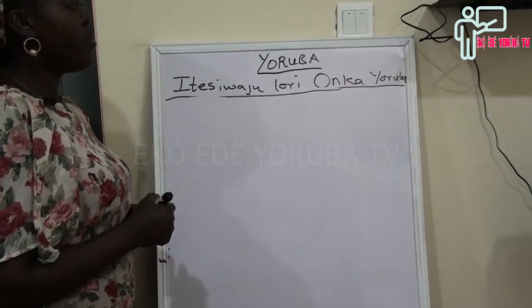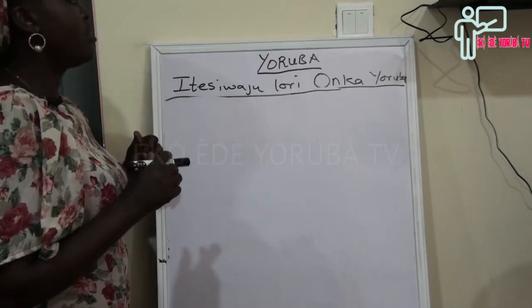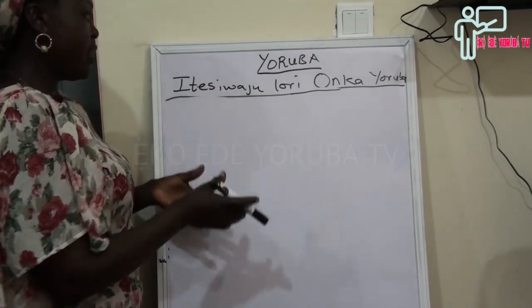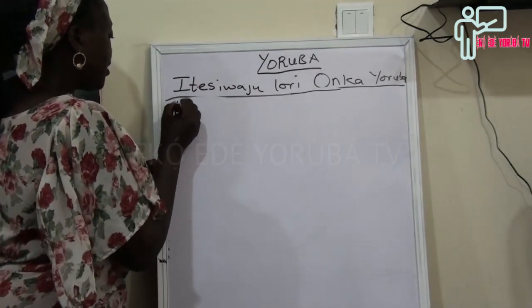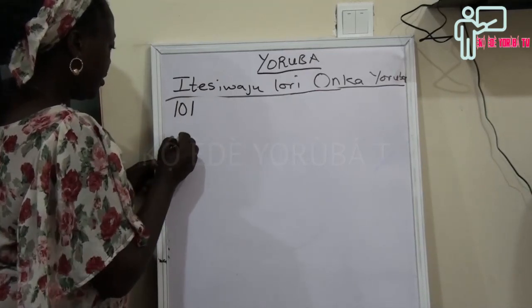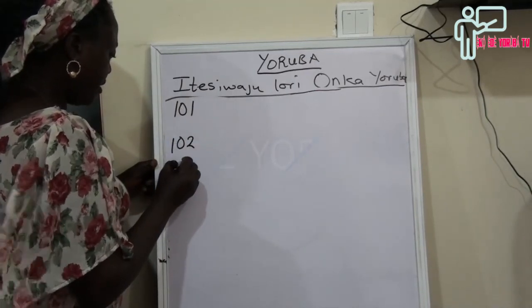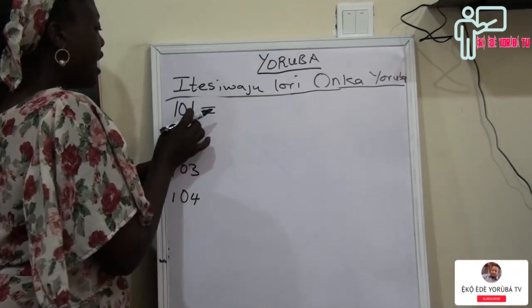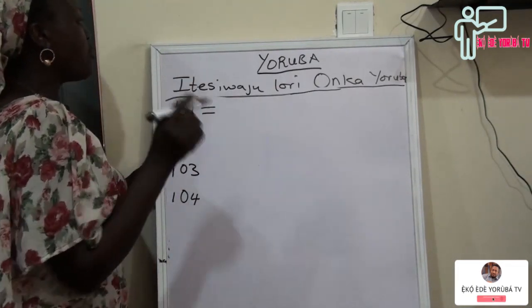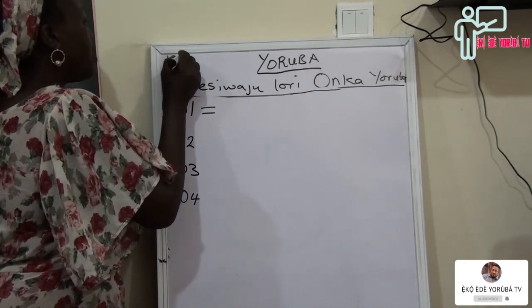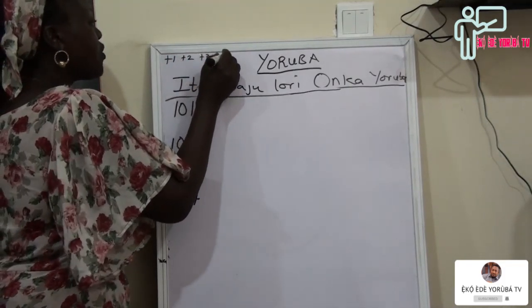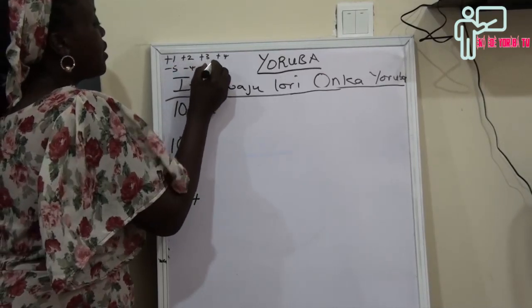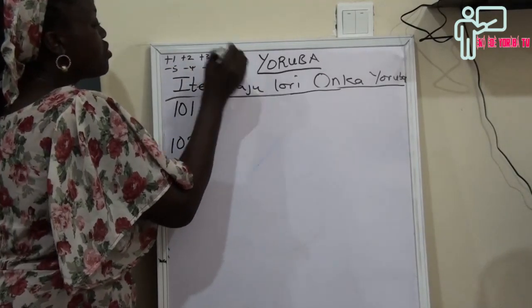We want to continue from 101 now. But I need to write this one before we explain it. This is 101, 102, 103, 104. And let's remind ourselves about plus 1, plus 2, plus 3, plus 4, because we still use it. Minus 5, minus 4, minus 3, minus 2, and minus 1.